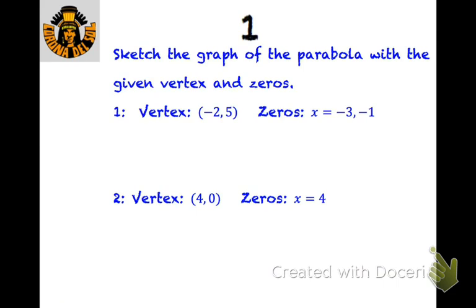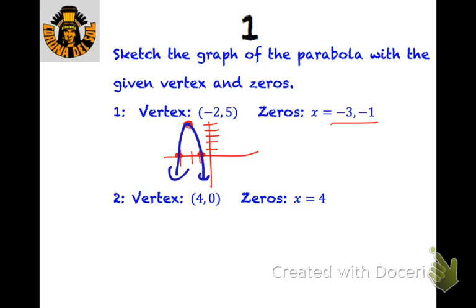So first one, sketching the graph. So we just have a little rough graph, and then the vertex, of course, would be -2, 5. So we plot that, and then the zeros are -3 and -1. So those would be where it crosses the x-axis. So this would be -1, that would be -3, and then the parabola just opens downward.